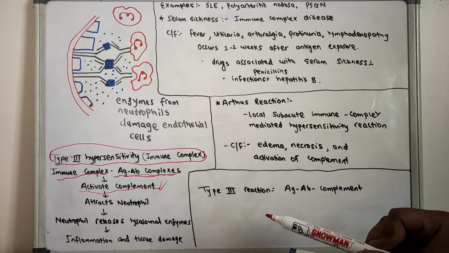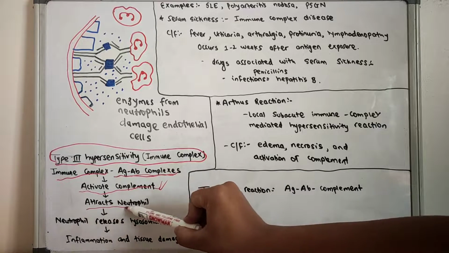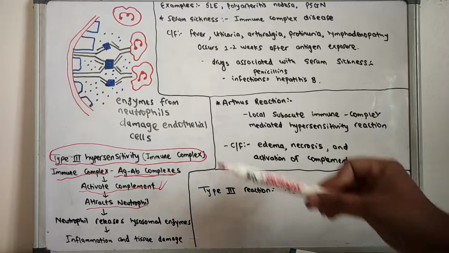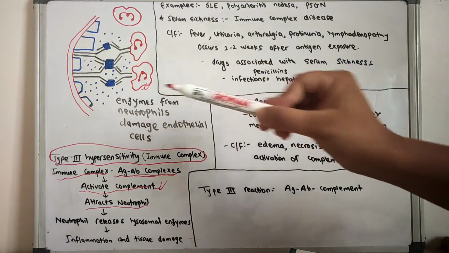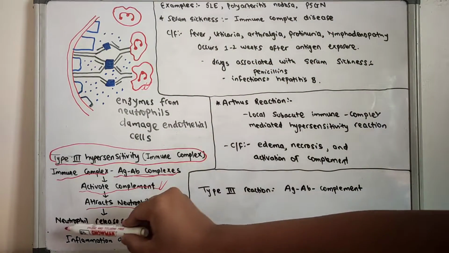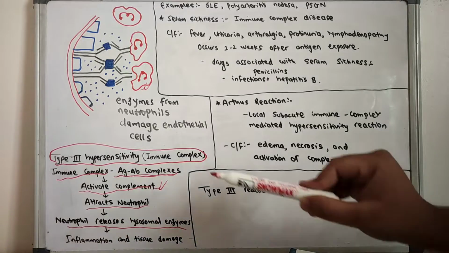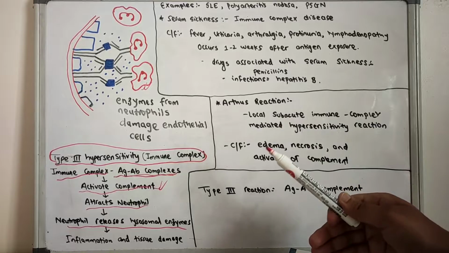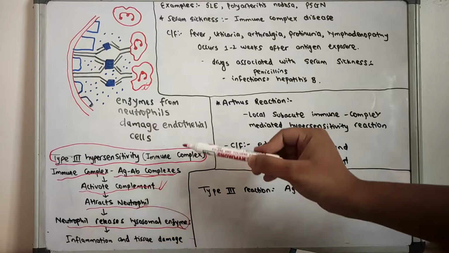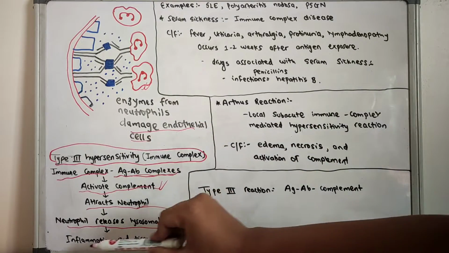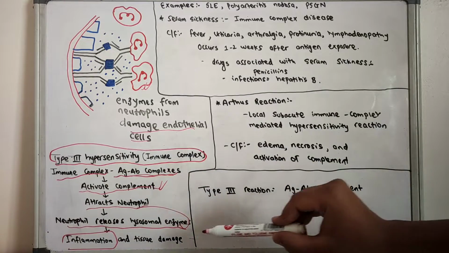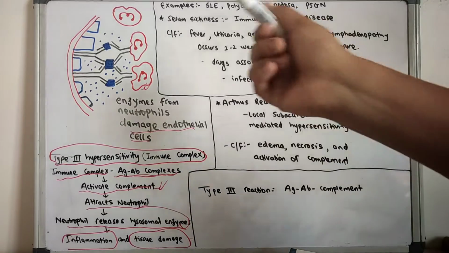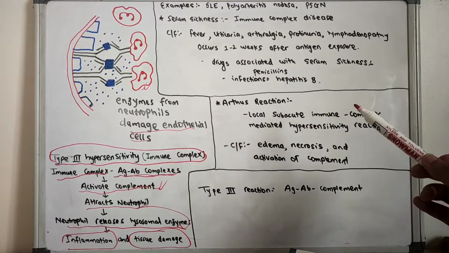After the deposition on the surface of the endothelial cell, these antigen antibody complexes activate the complement system. After the activation of the complement system, this attracts the neutrophils. The neutrophils are recruited to those antigen antibody complexes, and they release lysosomal enzymes. You can see the lysosomal enzymes from the neutrophils damage the cells by inflammation and various other processes, which ultimately cause tissue damage of those endothelial cells.